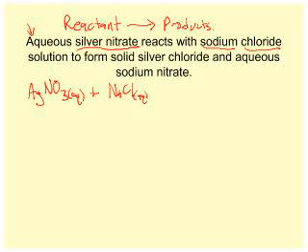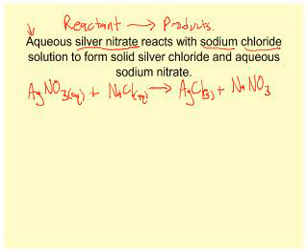Solution also means aqueous. To form, that means makes. This arrow right here, which I will call yields, and so will you. To form solid silver chloride. Ag, silver, chloride, Cl. Silver's +1, periodic table. Chloride's -1, periodic table. Solid, little parentheses there. And aqueous sodium nitrate. And plus sodium, Na, +1, nitrate, NO3, -1, charges cancel.